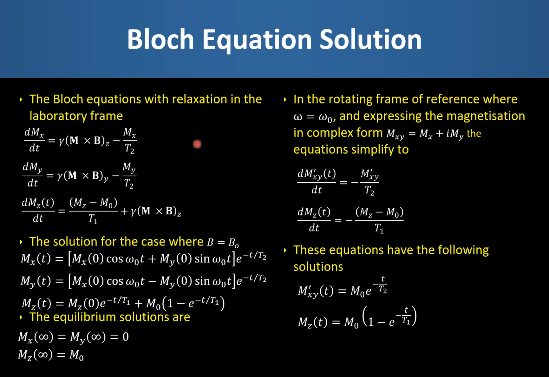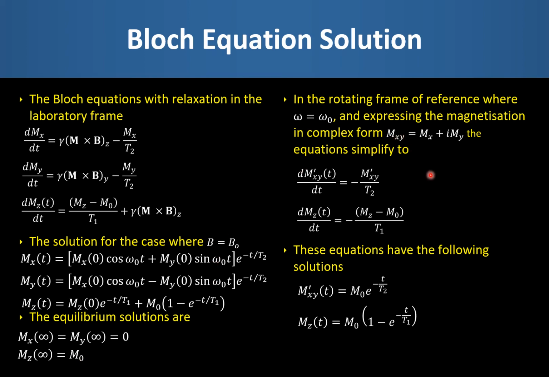If we now look at the solution to the Bloch equations with relaxation in the laboratory frame, if we just slightly simplify the equations as here, the solution for the case where B is equal to B naught, the X, Y and Z magnetization is shown here as a function of time, with the transverse components decaying due to T2 and the longitudinal component recovering due to T1. Of course, the equilibrium solution, where t is infinite, is that we have zero transverse magnetization and the longitudinal magnetization has reached back to equilibrium, to the M0 value.